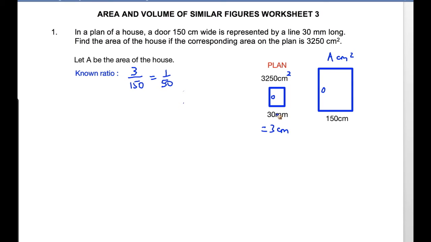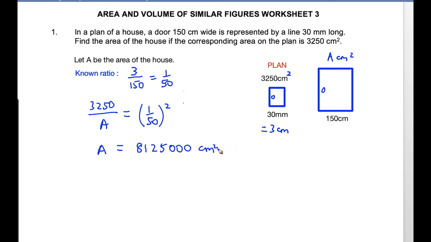Now, in order to do that, the ratio of areas of similar figures, as we know, is equal to the ratio of the corresponding lengths squared. This gives us an area of 812500 cm squared.